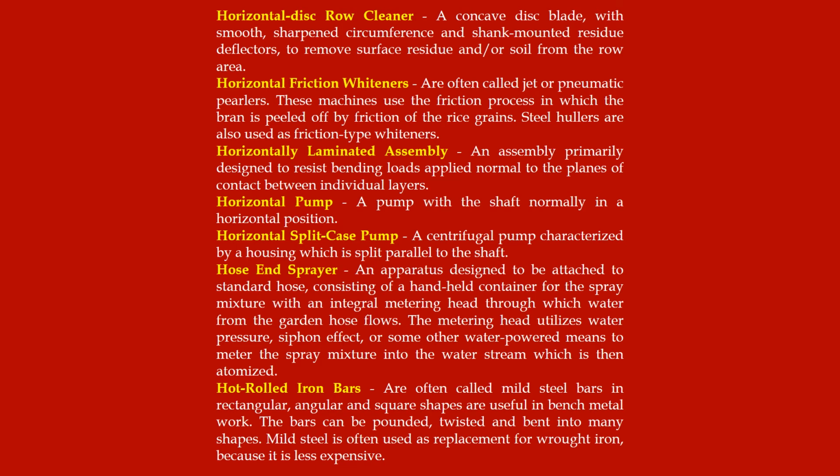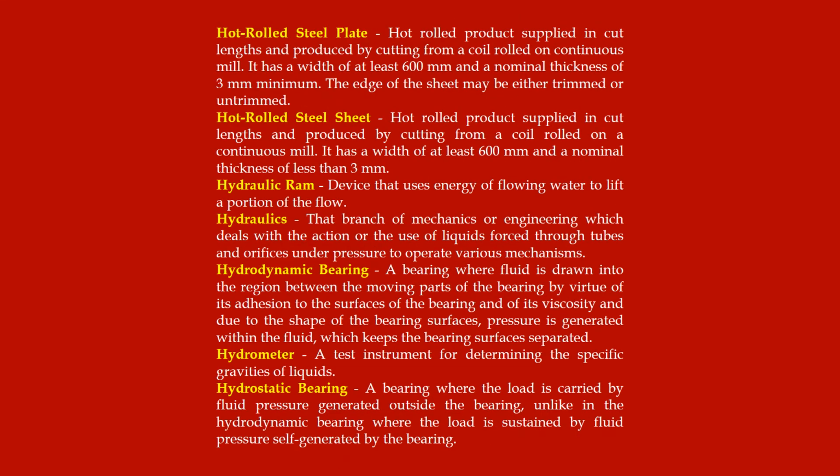Hot rolled iron bars are often called mild steel bars. In rectangular, angular and square shapes they are useful in bench metal work. The bars can be pounded, twisted and bent into many shapes. Mild steel is often used as replacement for wrought iron because it is less expensive. Hot rolled steel plate, hot rolled product supplied in cut lengths and produced by cutting from a coil rolled on continuous mill. It has a width of at least 600 mm and a nominal thickness of 3 mm minimum. The edge of the sheet may be either trimmed or untrimmed.